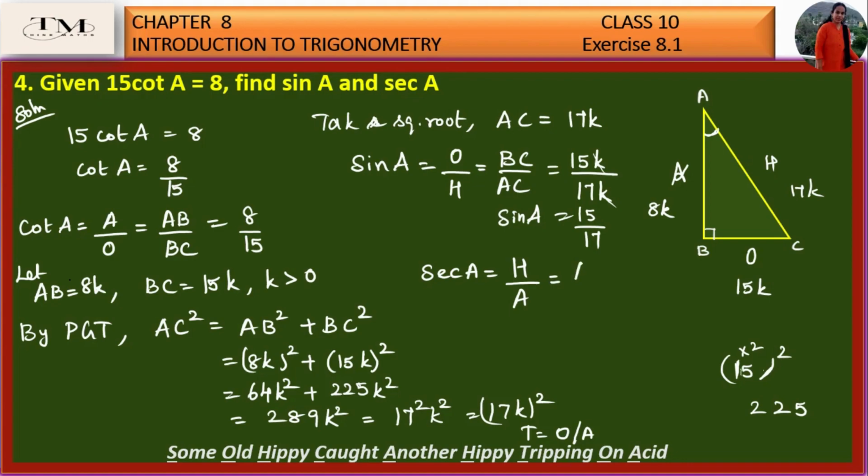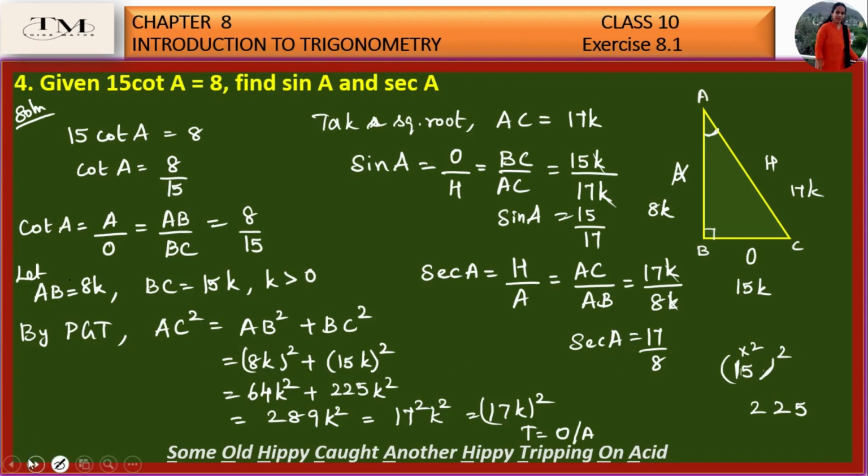So hypotenuse side is AC, adjacent side is AB. So AC is equal to 17k, AB is equal to 8k. So k gets cancelled. So the answer is 17 by 8 for secant A. So this is the solution for problem number 4. So problem number 4 completed.